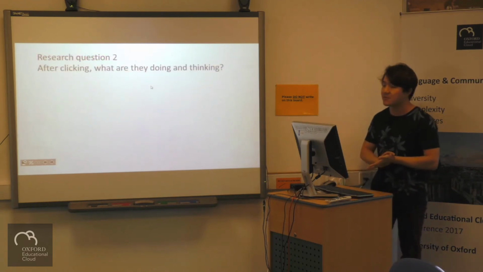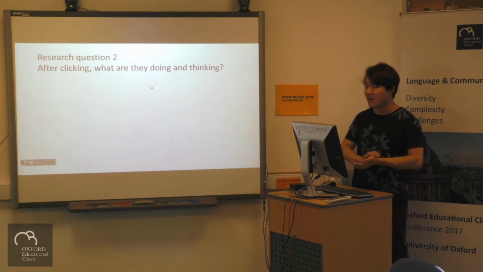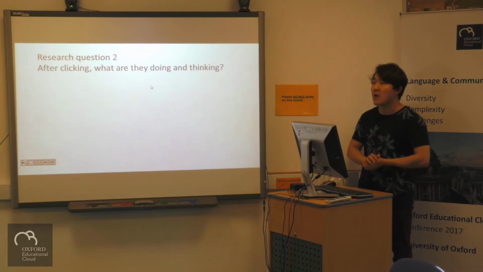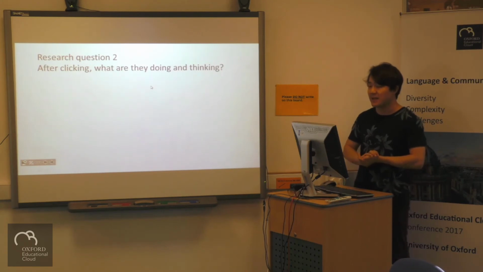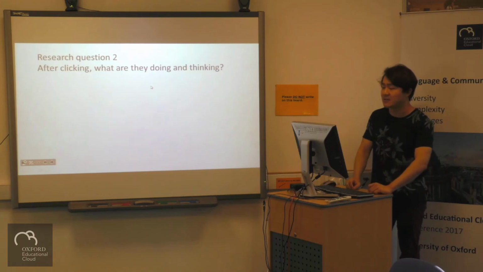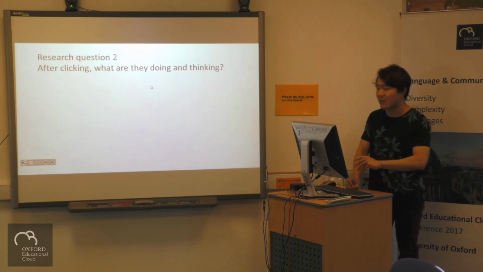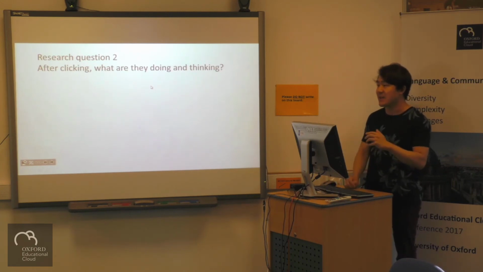The second research question is, after each click, what are the learners doing and thinking? Every time they used reflash, it was either because they wanted to infer the word meaning, or because they were trying to confirm their guess. After clicking the arrow, they would reread the text around the target word, but the length of text they read really varied. Sometimes it was just two or three words adjacent to the target word, sometimes the whole sentence, sometimes the whole paragraph. And when asked why this difference, they said it was just a feeling.